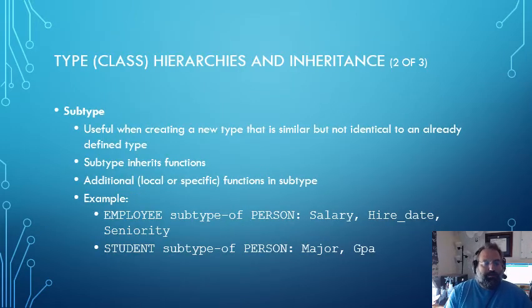A subtype is useful whenever creating a new type that is similar but not identical to an already defined type. That is, the new thing that you're creating is based upon something else. A subtype inherits functions, plus additional local or specific functions in the subtype. An example is an employee is a subtype of a person. They have a salary, a hire date, and a seniority. A student is a subtype of a person that has a major and a GPA, and likely a person has something like a name and maybe some identifying capability, maybe a social.